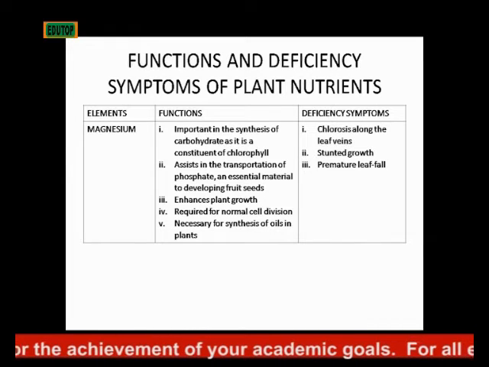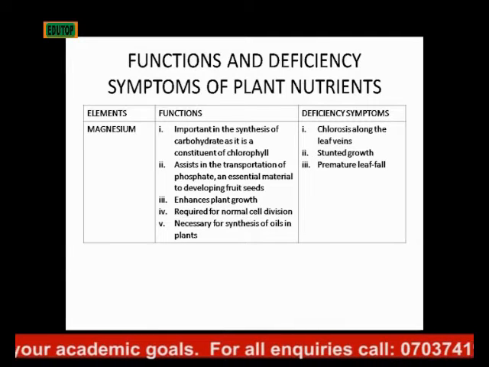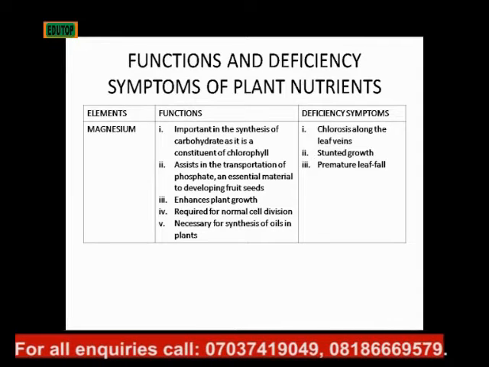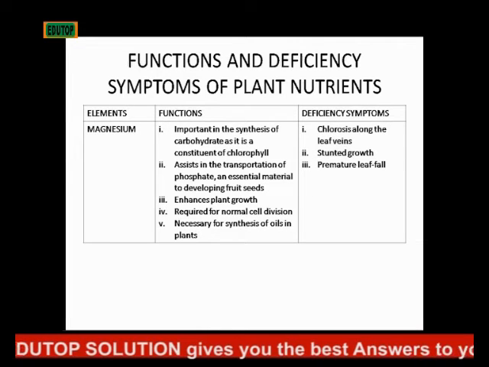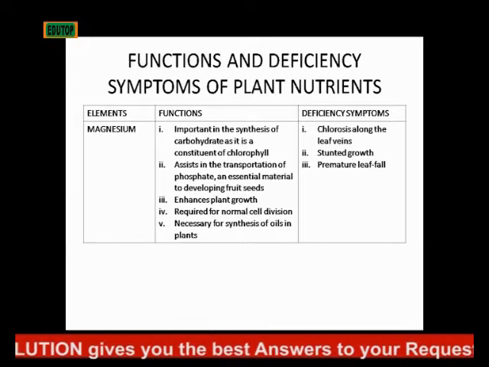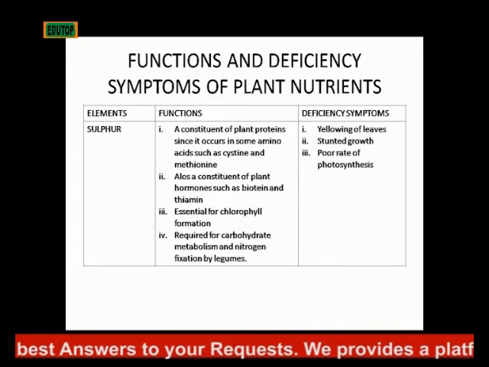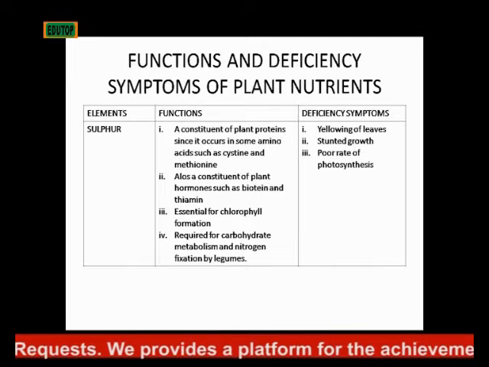What are the deficiency symptoms of magnesium? Number 1, you observe chlorosis along the leaf veins. That is, there is a yellowishness of the leaves, then it's dying along the veins. Then another thing is that the plant has a stunted growth, then there is premature leaf fall. Leaves don't mature. They don't get to the normal age or the normal time they stay on the plant before they fall off.